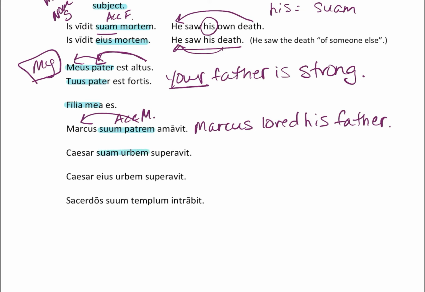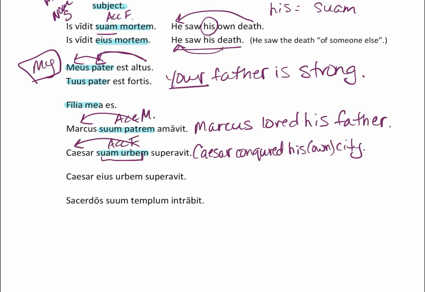All right. Caesar suam urbem. So this is Caesar. What did he do? He conquered his own city. You could totally translate it as "Caesar conquered his city," and that makes complete sense. So who does the city belong to? The city belongs to Caesar. Therefore, we use the suum form, but this is accusative feminine, so these two have to match, even though Caesar is clearly a man.